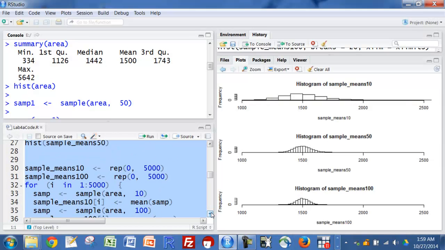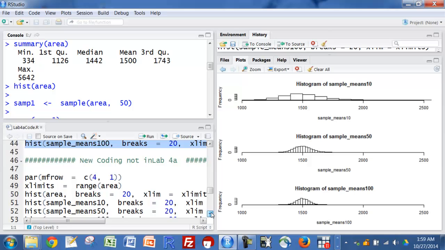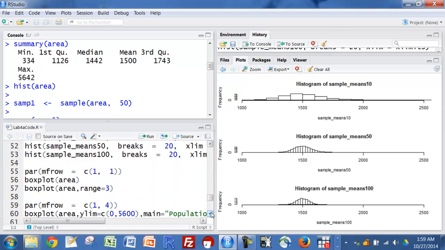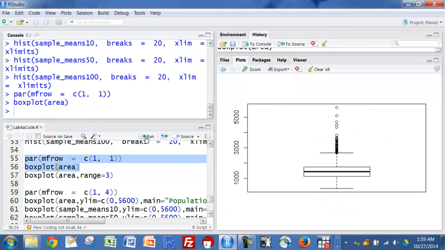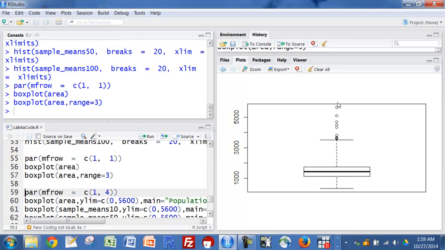Okay, I went ahead and did a couple of other things. First of all, I'll show you here, now I did a box plot. This isn't part of the lab, but you can see here it is. There's the whole population. It has some outliers. If I change the range to 3, that'll show me that we have extreme values as well.